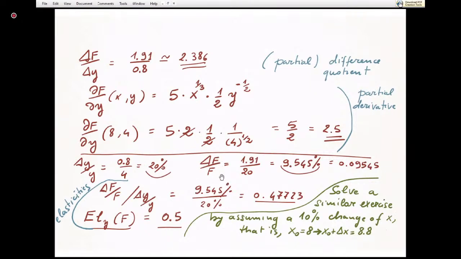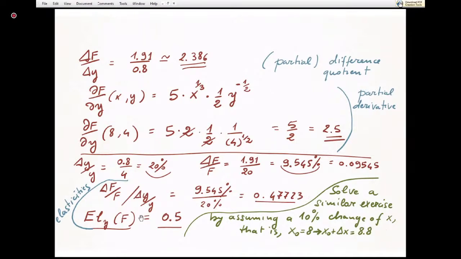What is delta f over f? The initial level of the output was 20. It has increased by 1.91. So it is 9.545%. Now take the ratio of these two percentage changes. This is an elasticity. This is already an elasticity over a discrete interval. This is called arc elasticity, not point elasticity. If you take the ratio, you get 0.47723.